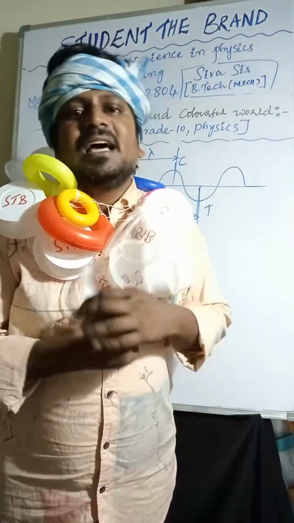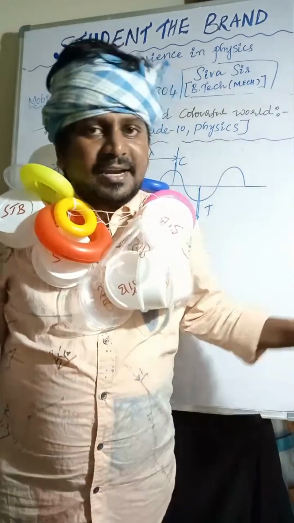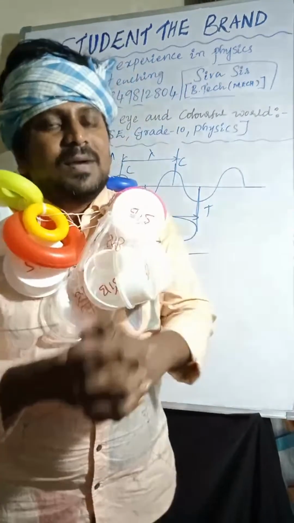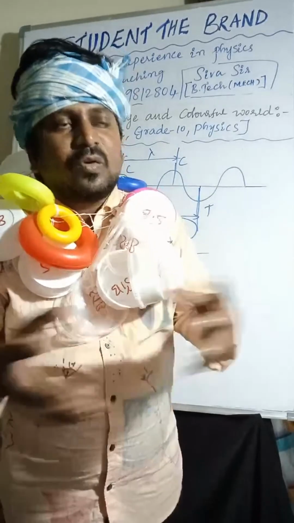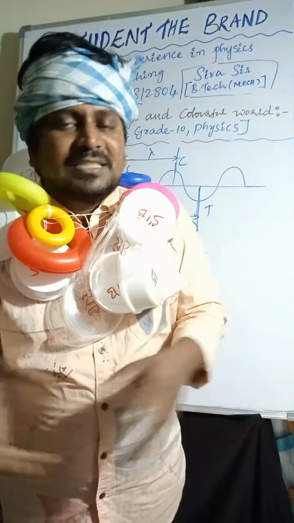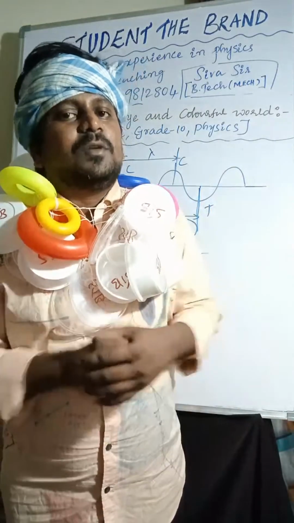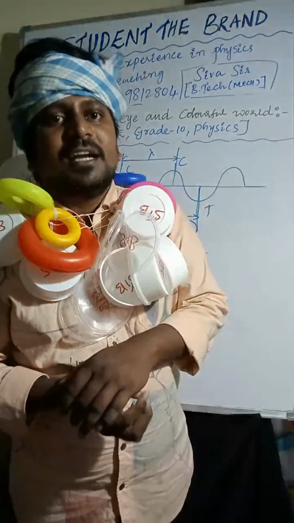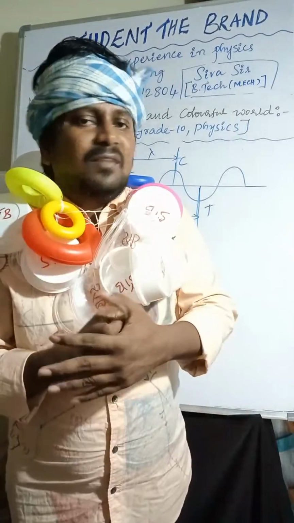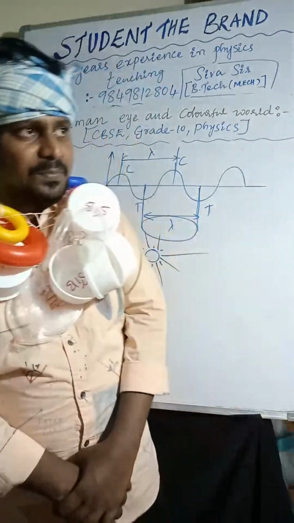And the Tyndall effect. The path of the light becomes visible when it passes through a colloidal solution. Due to the colloidal solution, scattering of light takes place. That's why the path of the light becomes visible. That is called the Tyndall effect. Is it clear? I hope it is clear.